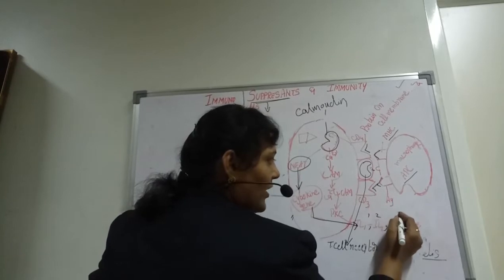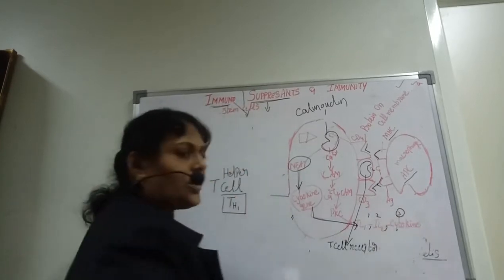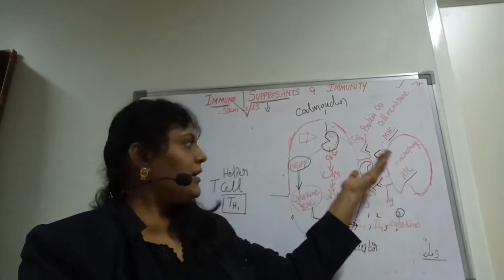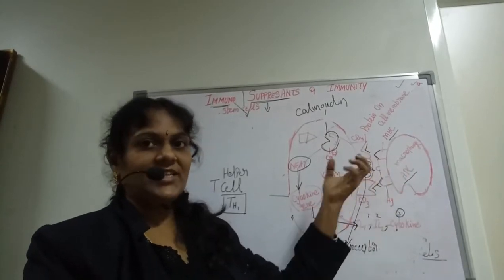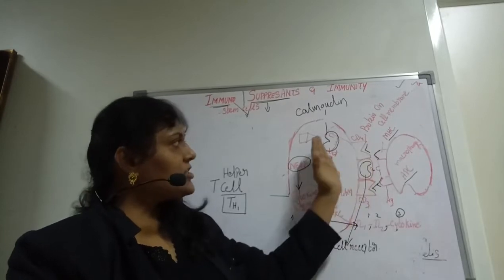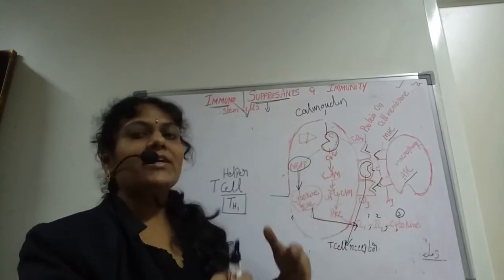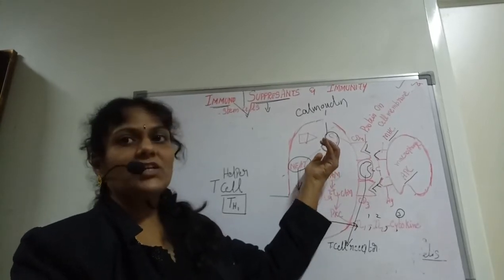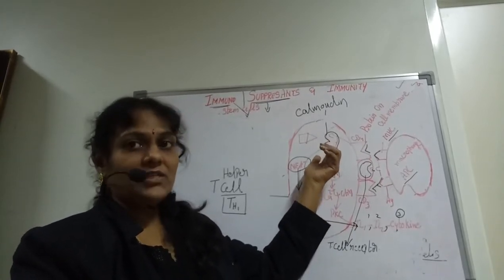So what you can understand from this is that whenever the APC sticks onto the T cell through the receptor, it enters the T cell, and it does different types of actions there. One is that it acts on the calmodulin. What is this calmodulin?